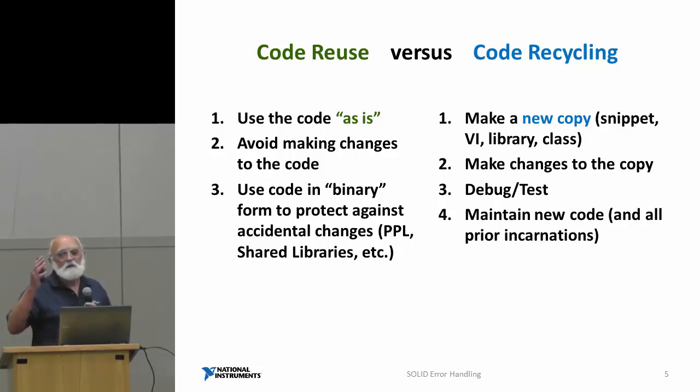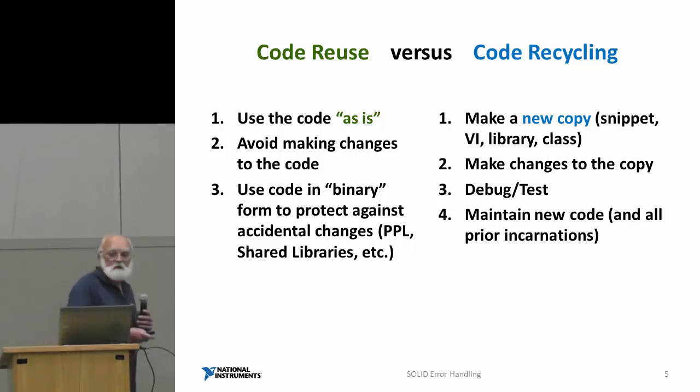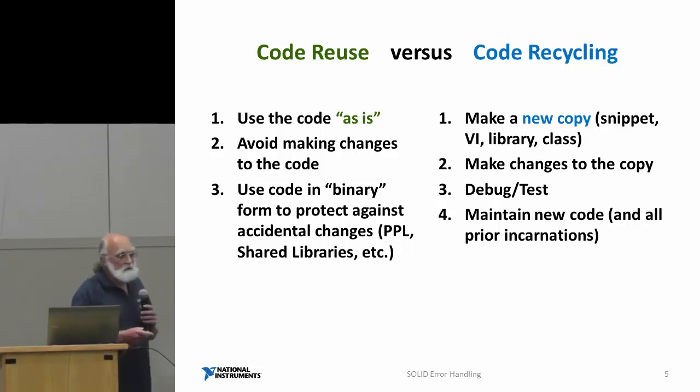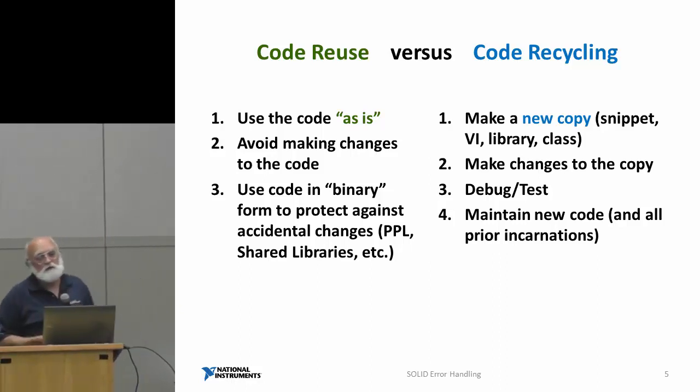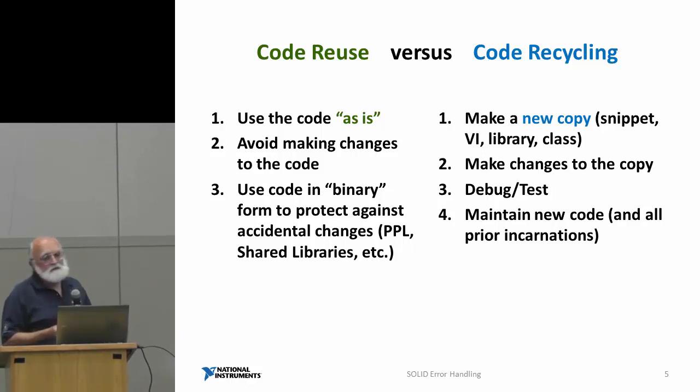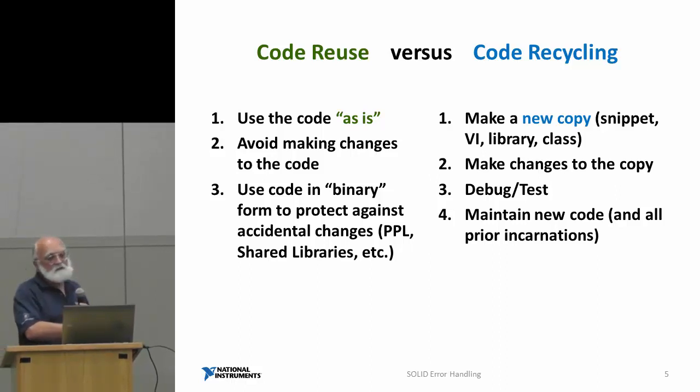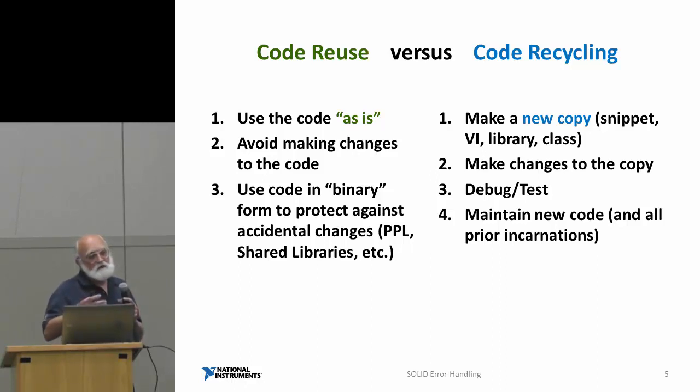You take a useful code snippet, VI, library, or class, you make a new copy in another project, you make changes to the copy, you debug it, you test it, and then you have to maintain it. And chances are you will end up with multiple very similar copies over time, and each of them would need to be updated if you fix an error or need to add a feature that is common to all of them. This is more expensive.